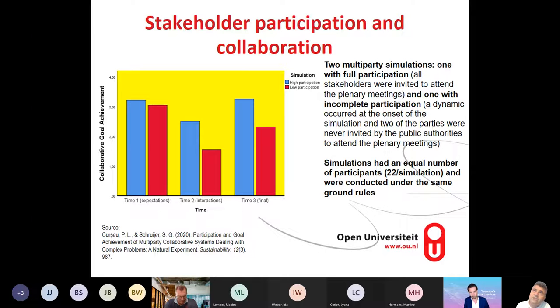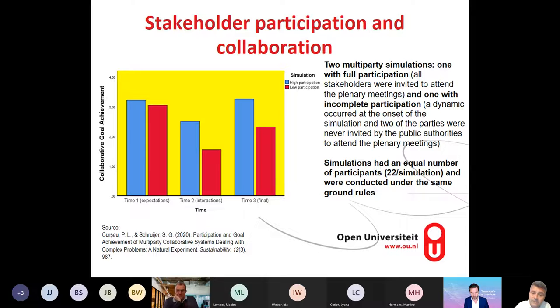And in one of these simulations, the leading party decided to exclude three parties from the first meeting, and two of the parties were always excluded from the discussions. So you have a natural situation in which in one simulation you had full participation, and in one simulation you had really fragmented participation. So you didn't have the representation of all the parties that were needed. So if you look at the onset when they communicated their expectations in terms of goal achievement, the two simulations didn't differ. So the red simulation is the one in which parties were excluded.